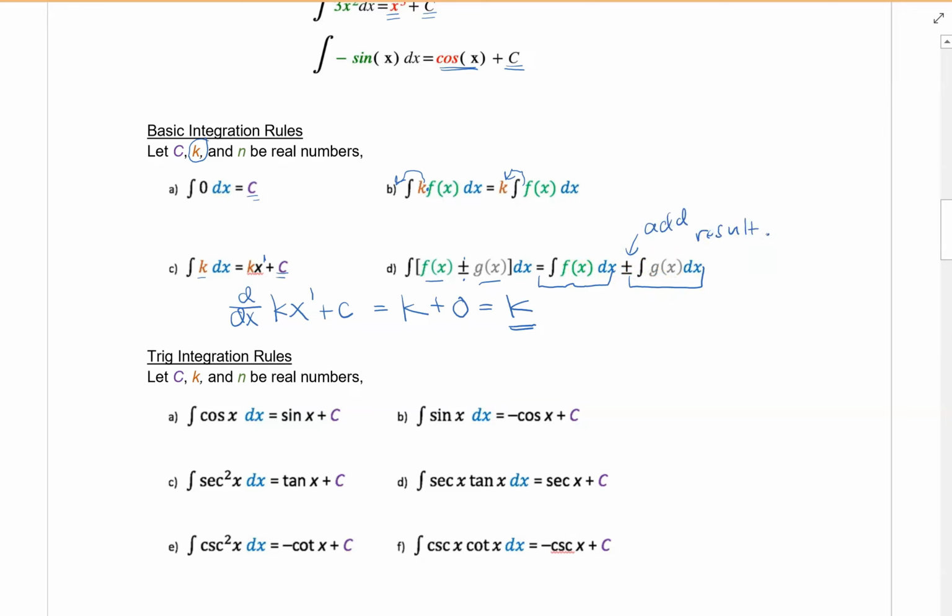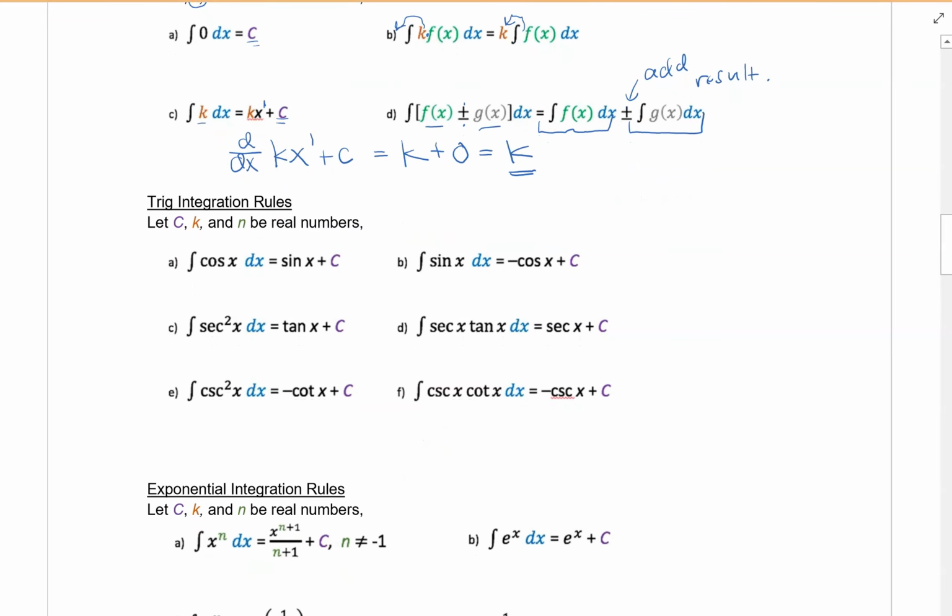For our trig integration rules, it's basically going backward from our derivative rules. So because the derivative of sine is cosine, the antiderivative of cosine is sine. It's just going backwards. Because the derivative of cosine is negative sine, then the antiderivative of sine is negative cosine. So this, you're going to have to really work hard to remember, because when you take the derivatives of sine, that's the one that stays positive, and the derivative of cosine is the one that goes negative, but it's the opposite when you take the antiderivative.